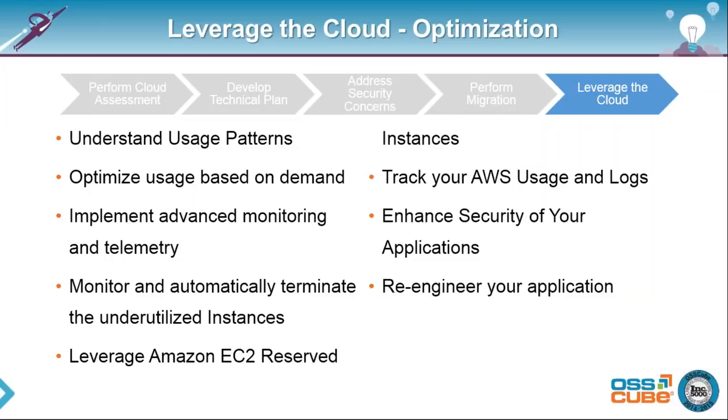And once you have done all this, you can further optimize your applications by using services like AWS CloudWatch, which gives you different usage parameters of your applications that you can use to optimize and scale your application better according to your needs. You can track your logs. You can implement advanced monitoring and even terminate and create instances automatically based on demand. As the demand increases, more instances will be created, and as demand decreases, the instances will be terminated. You can re-engineer your application.